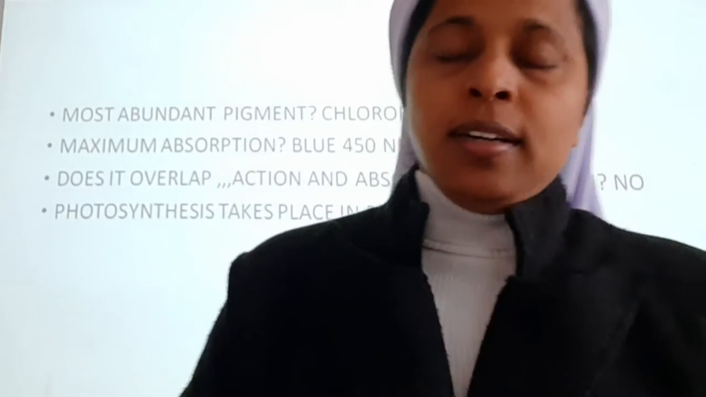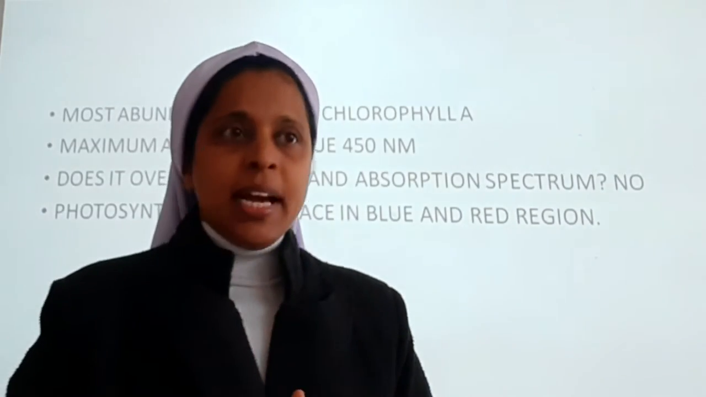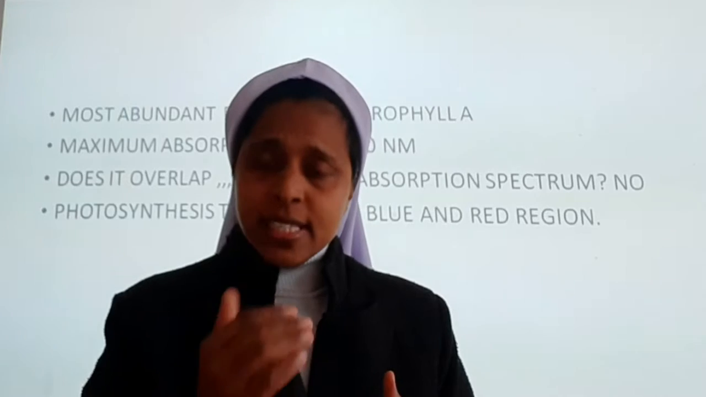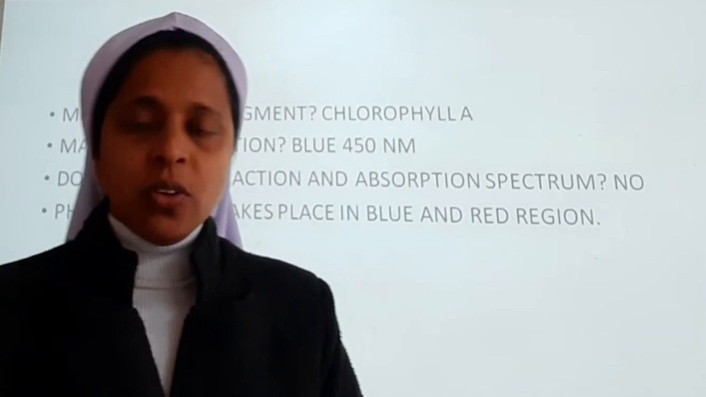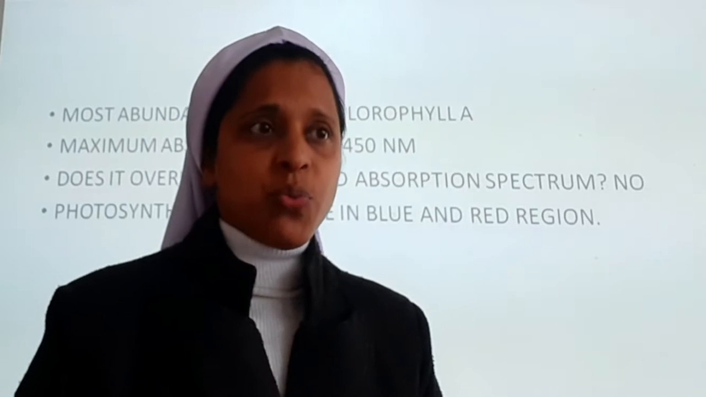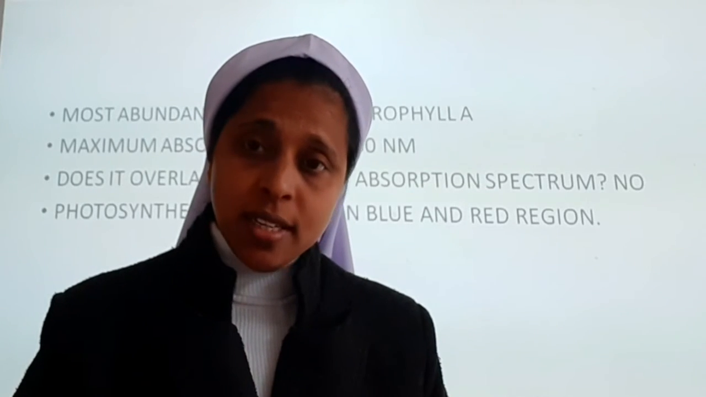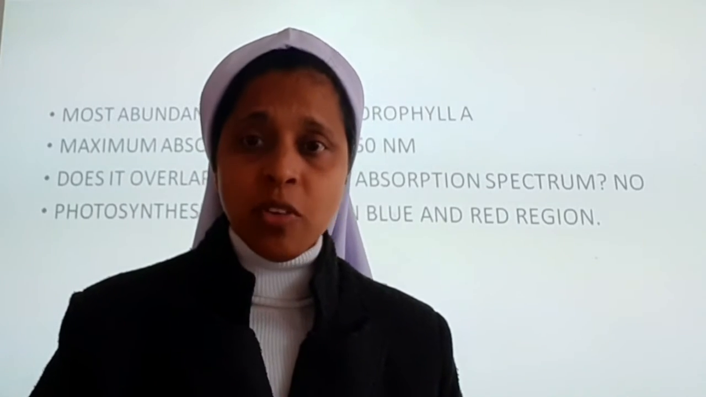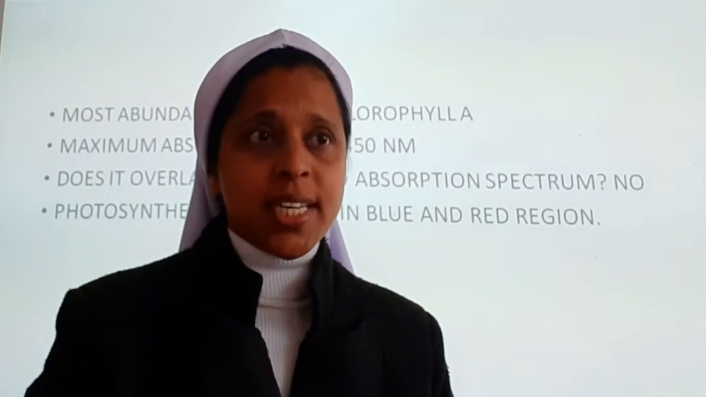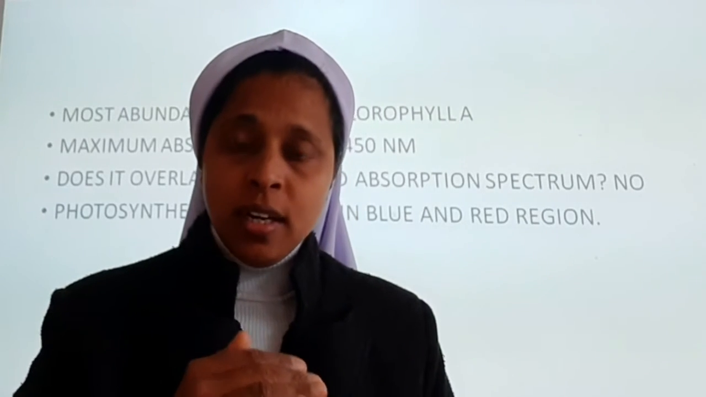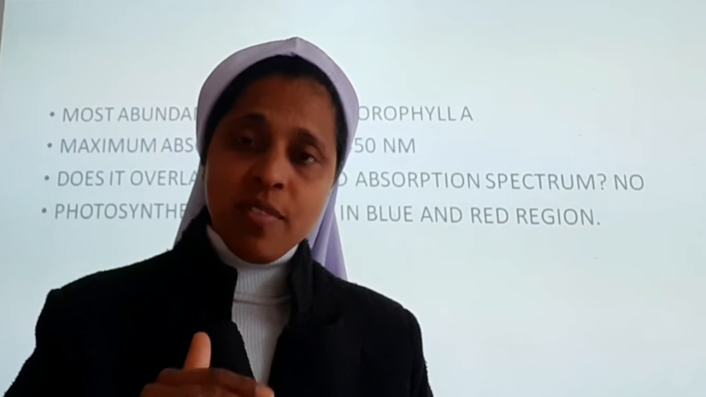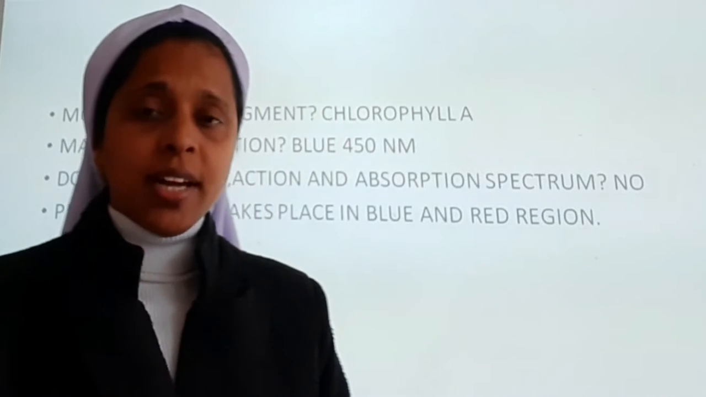Here the main thing being asked is: what is the most abundant pigment? That is chlorophyll A. Okay, the most abundant pigment is chlorophyll A. And the next question he has most probably asked is: where is the maximum absorption taking place? In the blue, within 450 nanometer. So in blue light, maximum absorption will be taking place, at 450 nanometer.